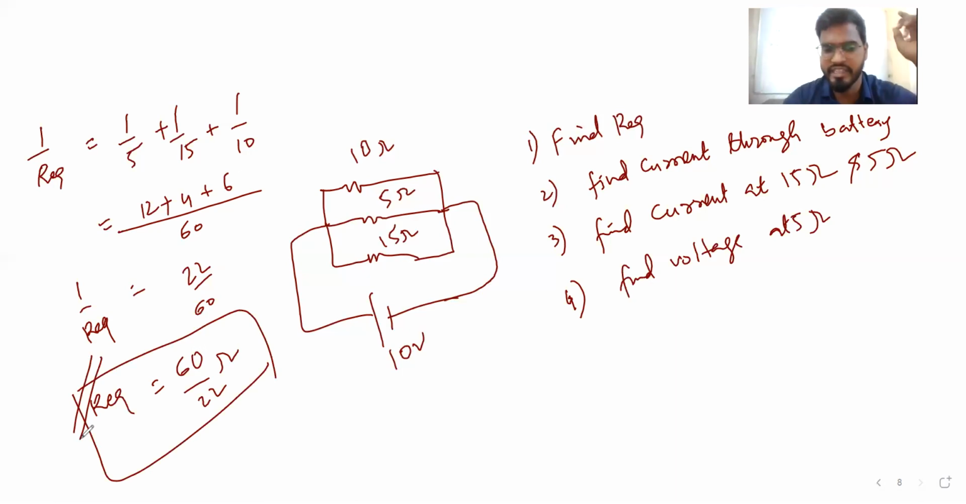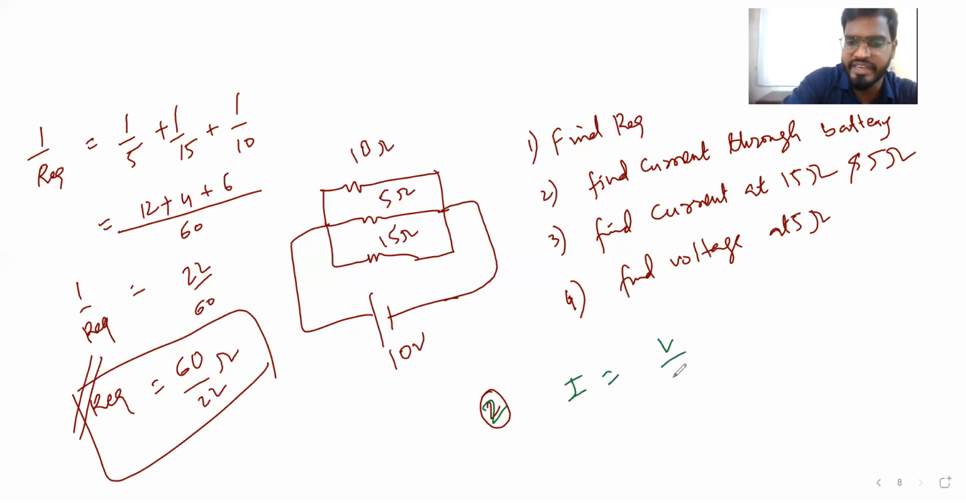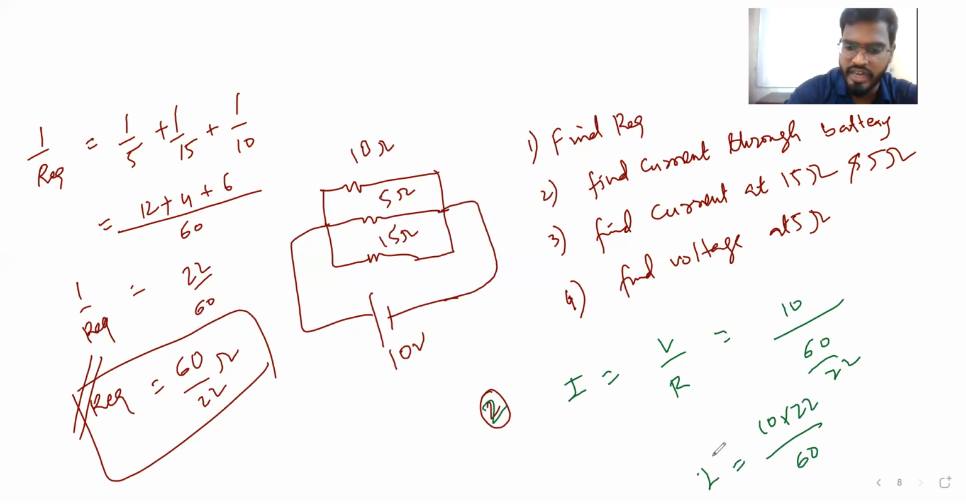Second is, find current through the battery. Second question, we are solving here. Let's solve with green color. So second question, what they're asking, find current. I is equal to V by R. V is how much, guys? V is 10 volt. R is 60 by 22. So 10, 22 will go up by 60. That is I. If you solve it, this will get cancelled out. This is how much now?